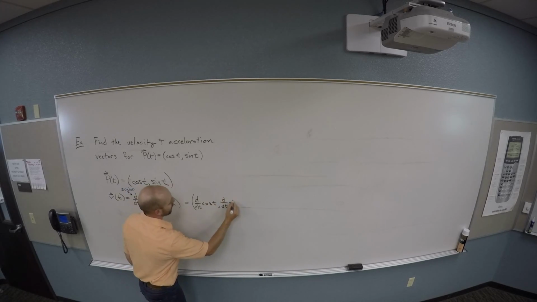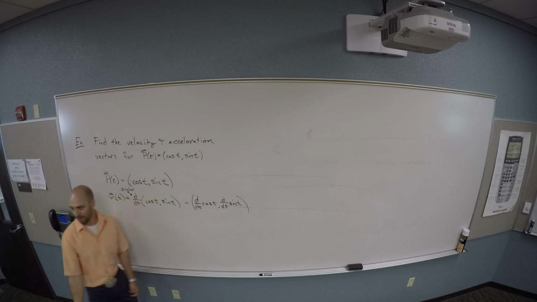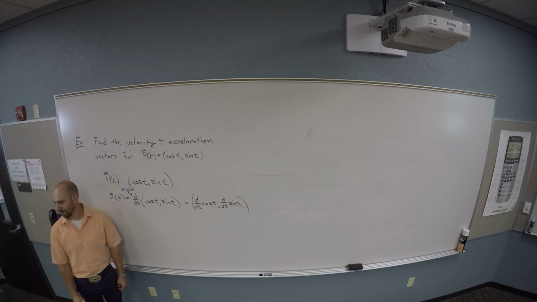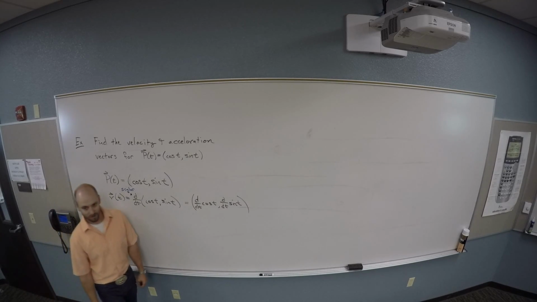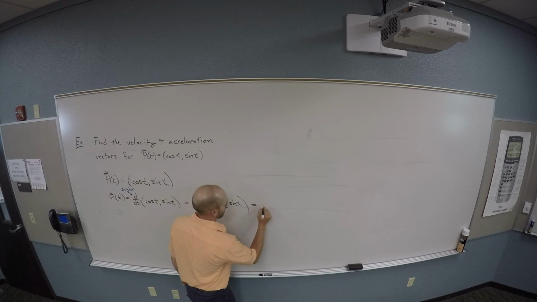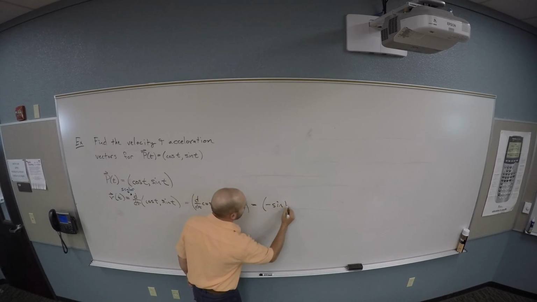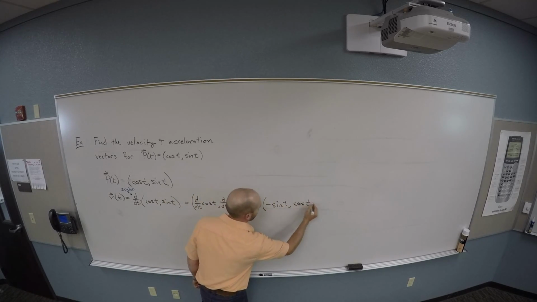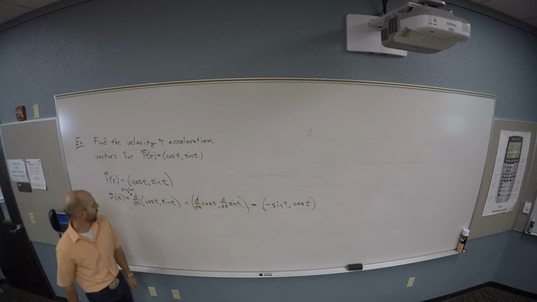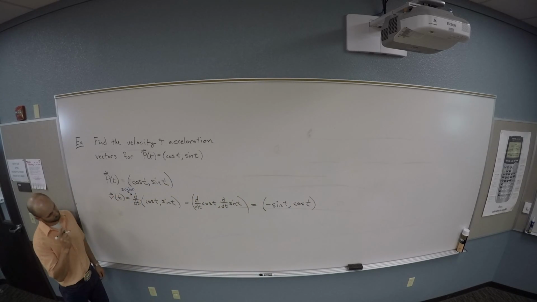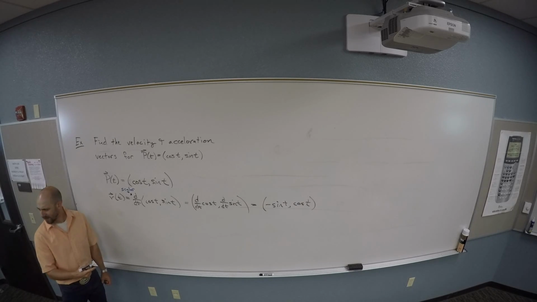Okay, so what do you get? Negative sine t, comma, cosine t. That's a vector, right? What did I think velocity was going to be? A vector. Yeah, magnitude and direction. What do those mean?